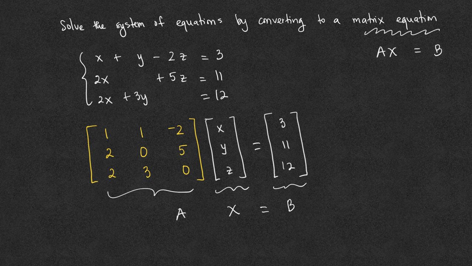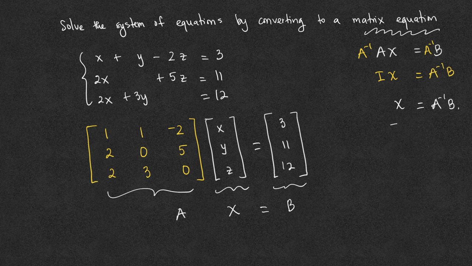To get X by itself, we would multiply the inverse of A on the left-hand side of A. And since we multiply A inverse on the left-hand side, we would need to multiply A inverse on the left-hand side of the right-hand side as well, because matrix multiplication is not commutative, so we can't switch the order. A inverse times A, the product is an identity matrix, so we have I times X equals A inverse B, but I times X is X, so X is A inverse B.